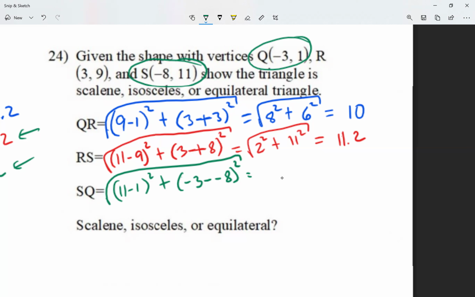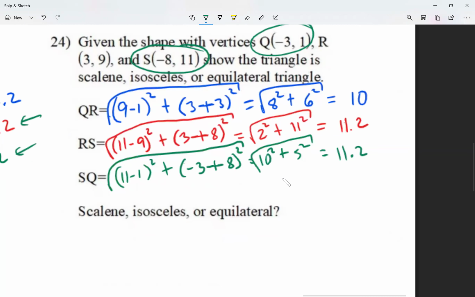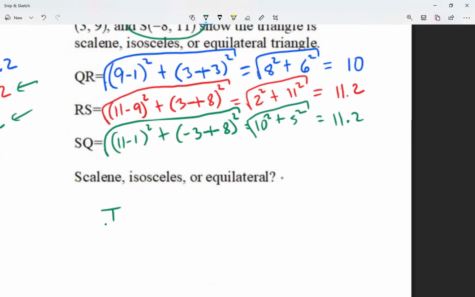So in my first parentheses, 11 minus 1, that's 10. The second parentheses, well, there's a plus sign here. Negative 3 plus 8. So that gives me 5. And I'm going to type it in. The square root of 10 squared plus 5 squared. My calculator tells me 11.2. Guess what? This one's also isosceles.